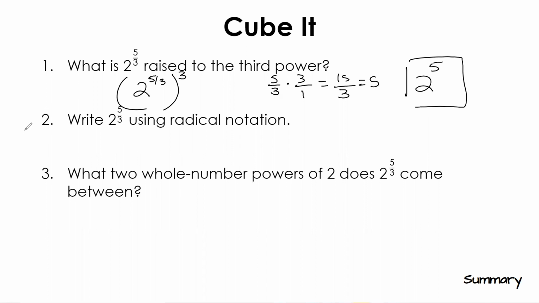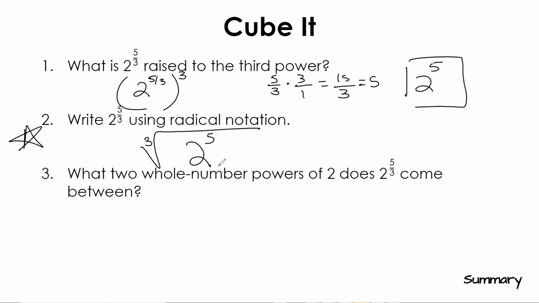Go ahead and take a second, try number 2. Write 2 to the 5/3 using radical notation. When we write this in radical notation, we're going to put that little 3 in the little cubby hole, and we're going to put 2 underneath, with 5 as our exponent.